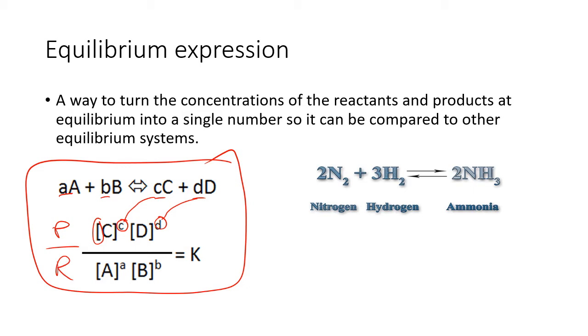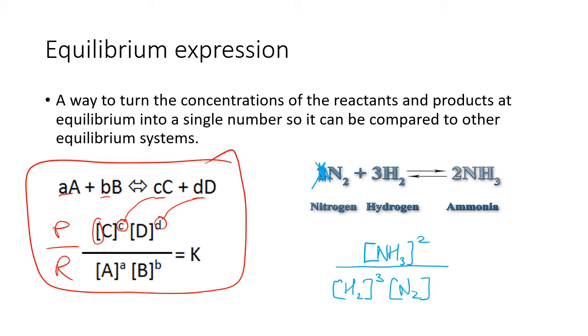So let's try this one, nitrogen, hydrogen, and ammonia, the Haber process, which we're going to learn a lot about. We look at the products first: the concentration of NH3 to the power of its coefficient, which is 2, over the concentration of hydrogen gas to the power of its coefficient. Oh my goodness, this is terrible. This is not even a balanced equation. There should be no coefficient there. And the concentration of N to the power of its coefficient, which happens to be 1.